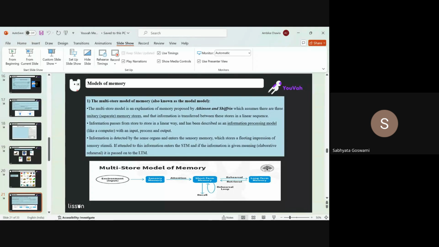Any information which is not rehearsed enough tends to be eliminated from our short term memory. And जो भी information होती है जो repeat तो होती है but उसमें meaning attach नहीं हो पाता, it does not go to our long term memory and it is often decayed. ठीक है? So this is how multi-store model of memory works.